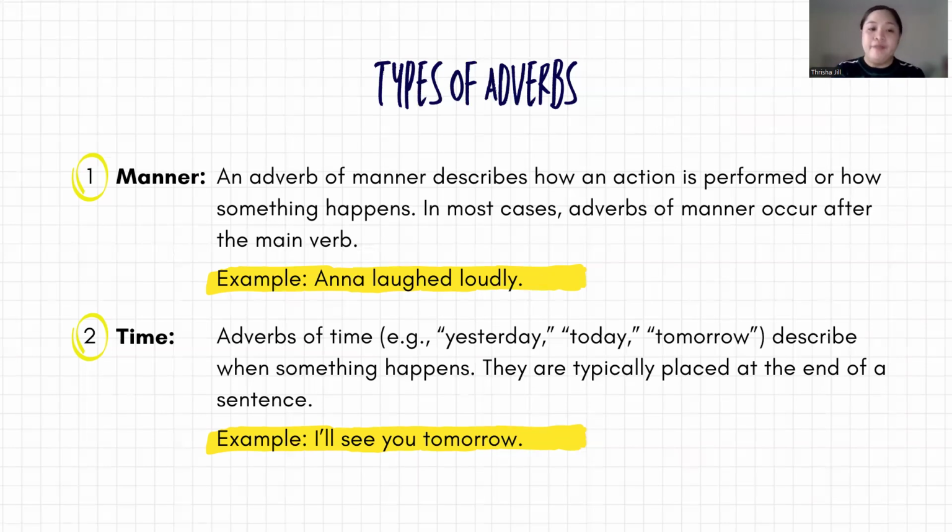The second one we have is adverbs of time. For example, we have yesterday, today, tomorrow. This type of adverb describes when something happens. They're typically placed at the end of a sentence, and they indicate time. Example, I'll see you tomorrow. Tomorrow is our adverb. And what type of adverb? Adverb of time. Good job.